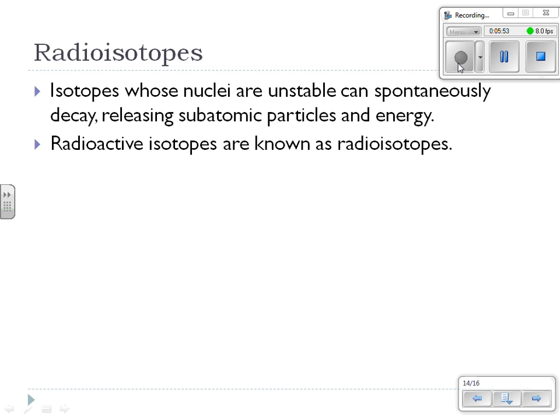All right, radioisotopes, our last topic for today. These are isotopes whose nuclei are unstable. So the protons and the neutrons in that nucleus are unstable and actually spontaneously decay or break apart. This releases subatomic particles and energy, and some of that energy can be dangerous. Radioactive isotopes are known simply as radioisotopes, and we're going to talk a little bit more about those in class. But for now, all you need to know about radioisotopes is that the nuclei are unstable and they can break down and form new elements.